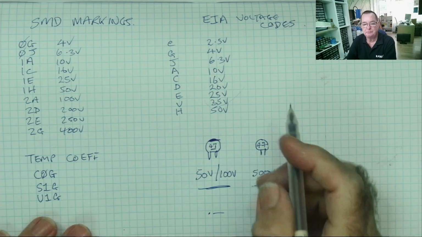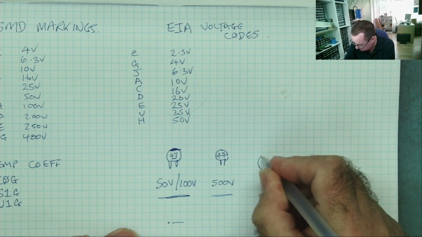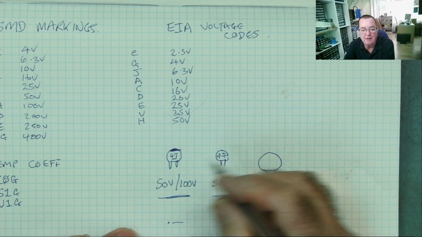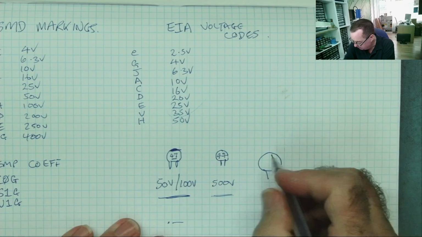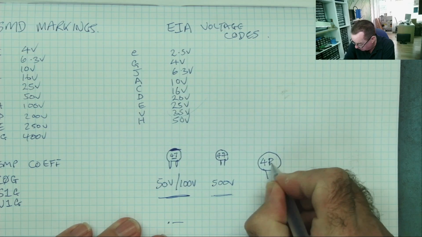The other thing that I spotted, and I haven't got any capacitors like this to show you, is you may find small value ceramic capacitors marked like this, 4R7.